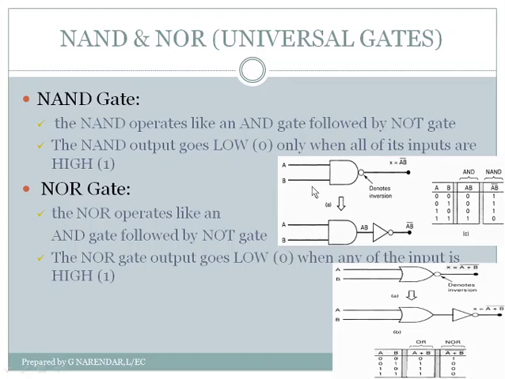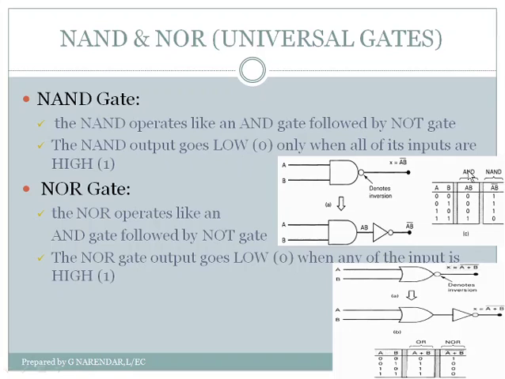So the exact logic symbol is given like this, but the operation can be interpreted as an AND gate followed by a NOT gate. Here the output of the NAND gate is denoted by a variable x, where x equals AB bar, or A dot B bar. And the NAND gate operation can be described by using a truth table also.